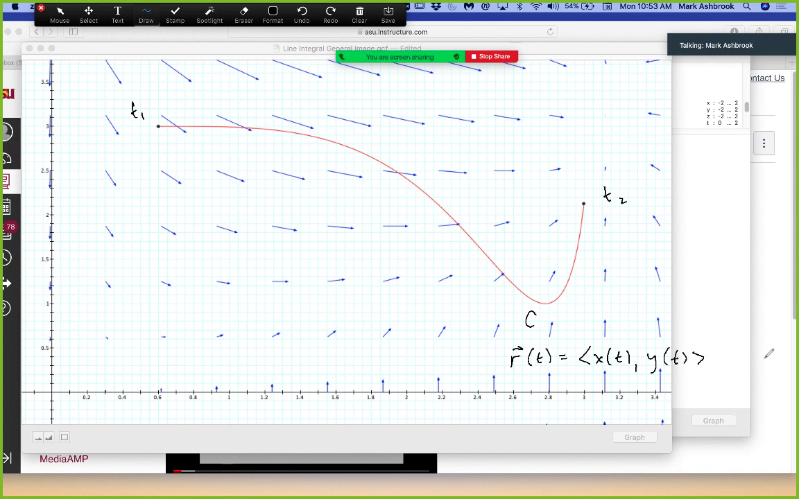So we still have a vector function that gives us our curve, right? Vector function gives us a curve in R2. But now, rather than integrating a multivariable real valued function, we're going to integrate a vector field. So to develop what's going on here, it's really helpful to look at a really common application of this, where the vector field F is a force field.